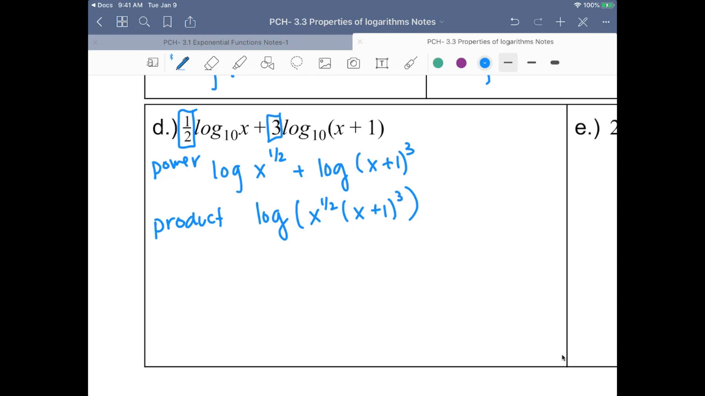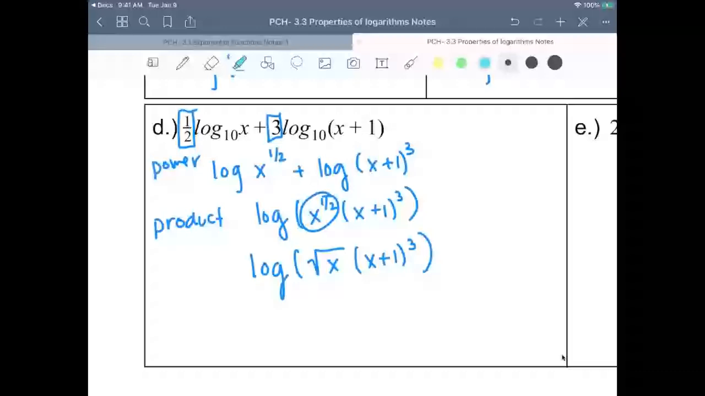Okay. I'm going to go ahead and rewrite this as the square root. So the square root of x times x plus 1 cubed. Can I factor in the square root? No, because you need to multiply by your exponent first for order of operations. So this is our answer.